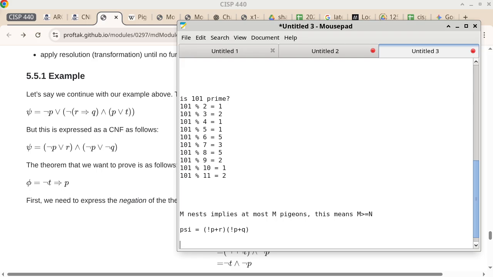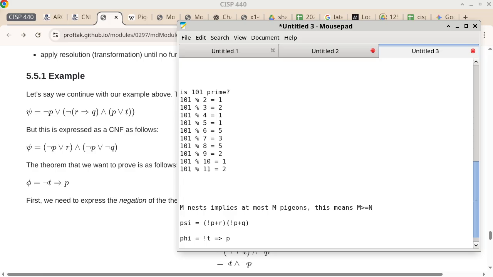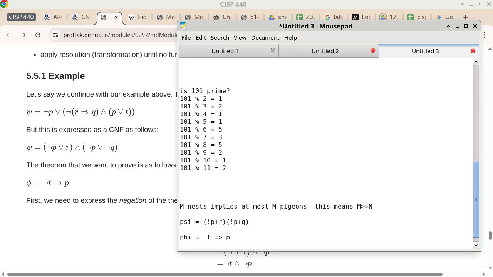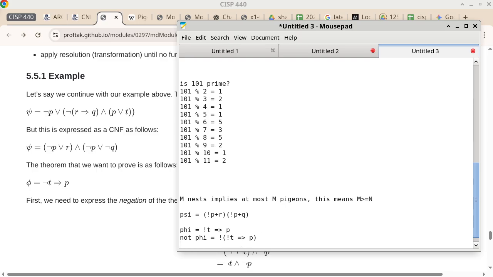In the previous class, we looked at the expression and then we converted the whole expression to a CNF, which is what we see over here. So now we have phi, which is not t implies p. Now we have to look at what is not phi. So not phi is going to be the negation of that, which is then the negation of not t or p because of the definition of implication.